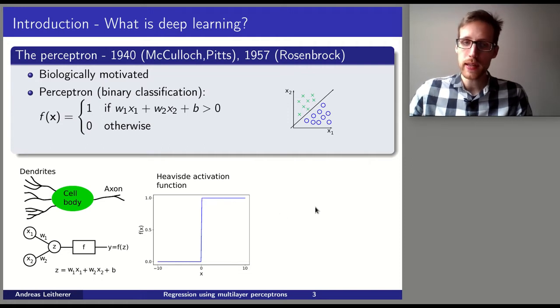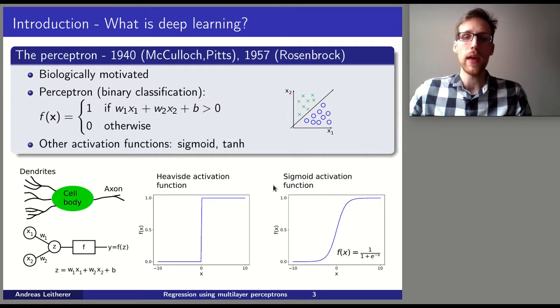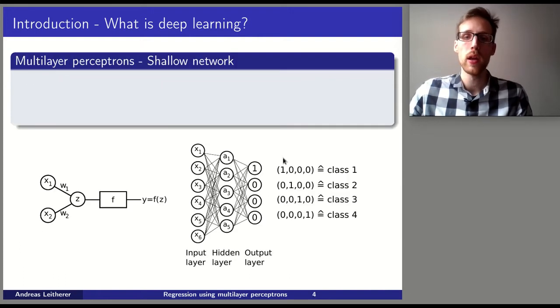And one can use that in case of binary classification, for example, together with a so-called Heaviside activation function, which will simply return 1 if the argument is greater than 0 or 0 otherwise. So it will basically determine when the neuron will fire or not. Other activation functions that one can use are, for example, sigmoid or tangent hyperbolicus, but we will also see another one.